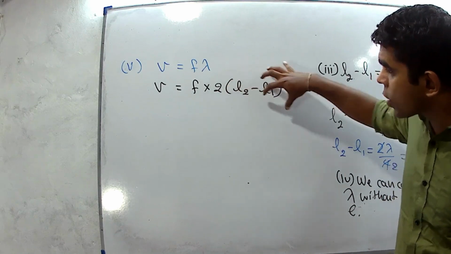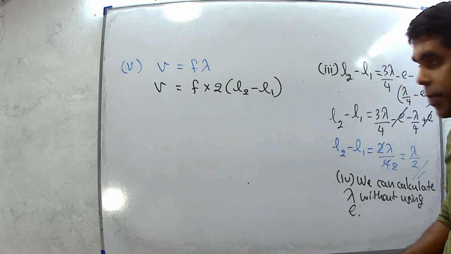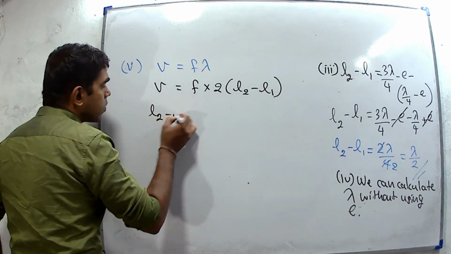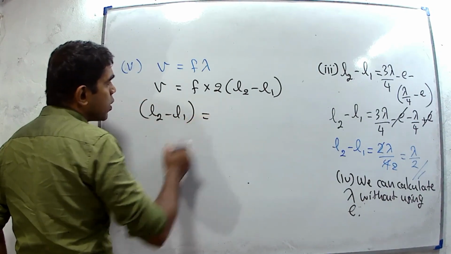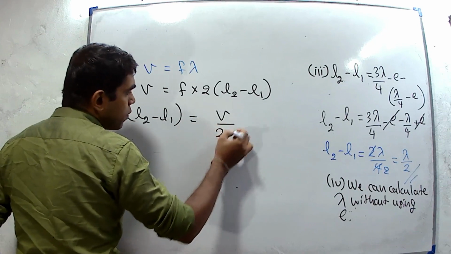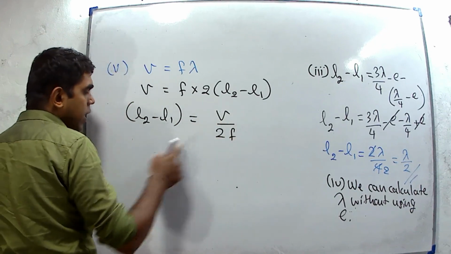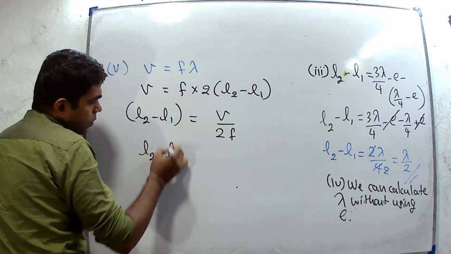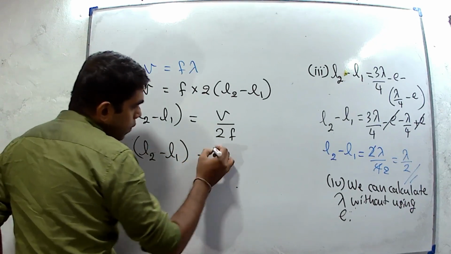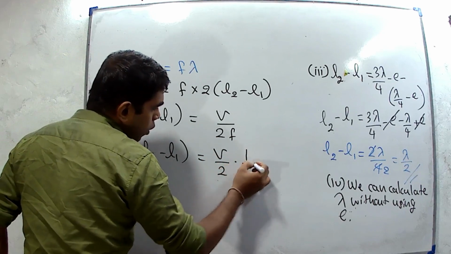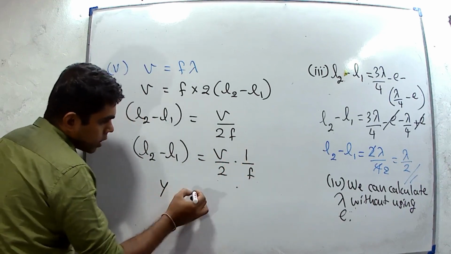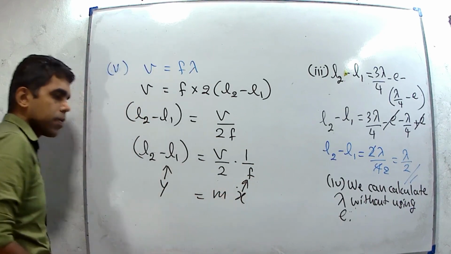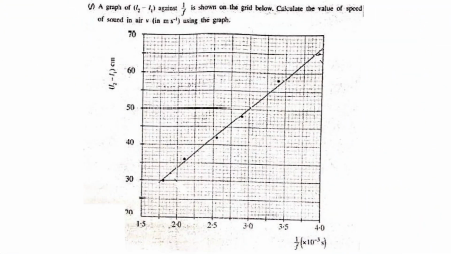Therefore, we have to make L2 minus L1 the subject. I will make L2 minus L1 equal to V divided by 2f. Now f is the independent variable. Therefore, I will get it as V over 2 times 1 over f. It is of the type y equals mx. Y equals mx. Now part F.